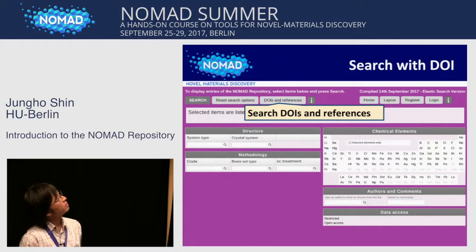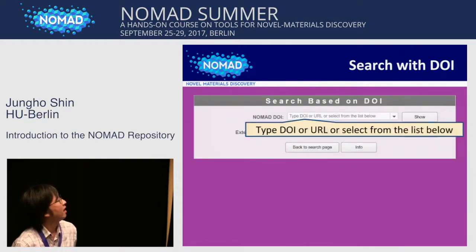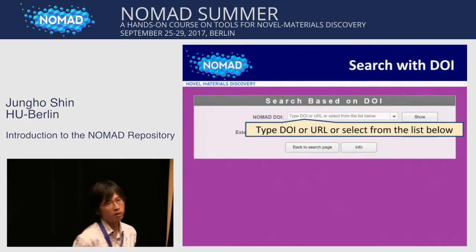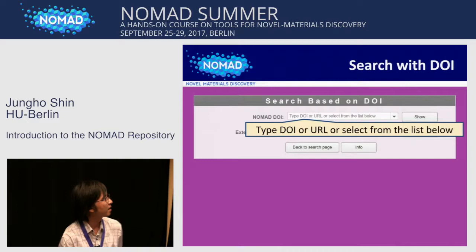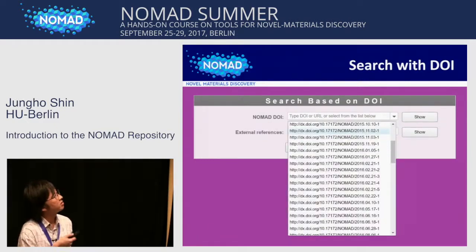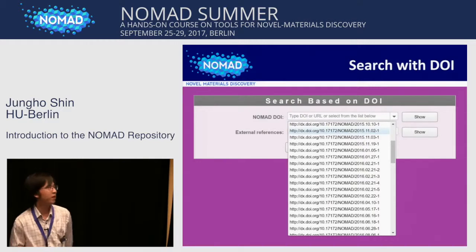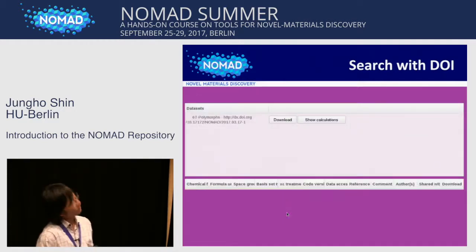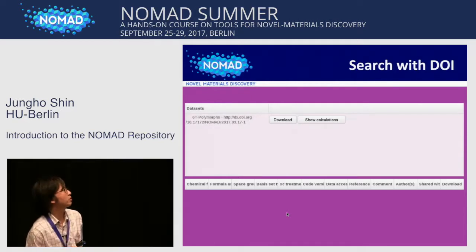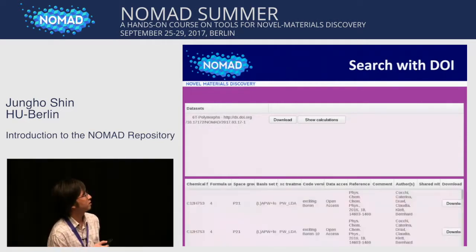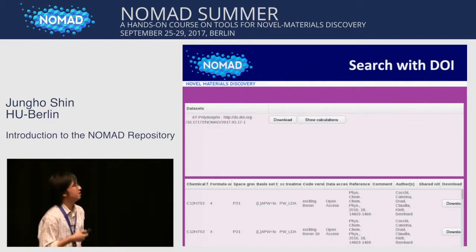And if you want to search with a DOI, just click this button and you can type the DOI or URL. Or if you get some NOMAD DOI from a journal, just enter the DOI here and click this button. But before that, you can also click here to see the list of DOIs issued by the NOMAD repository. If you click this show button, you will land on this page. And if you want to show the entries of calculations here, just click the show calculations button. Then you can see the list of calculations belonging to the data set here.